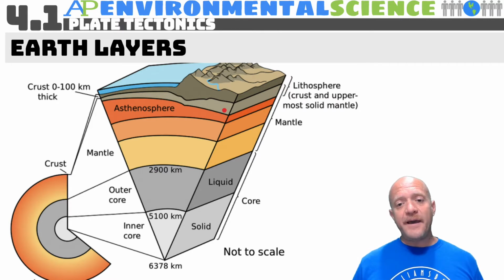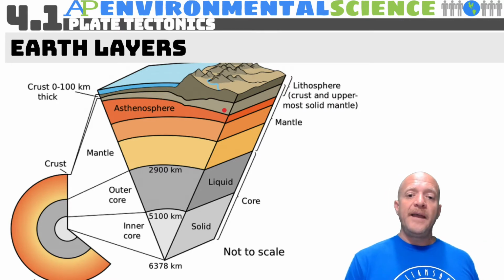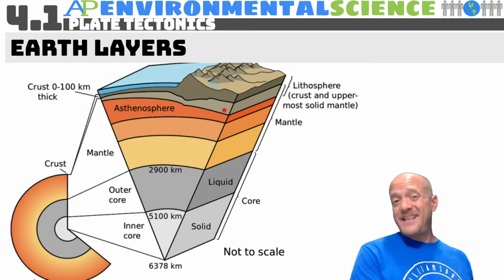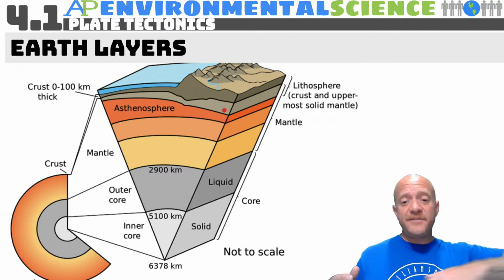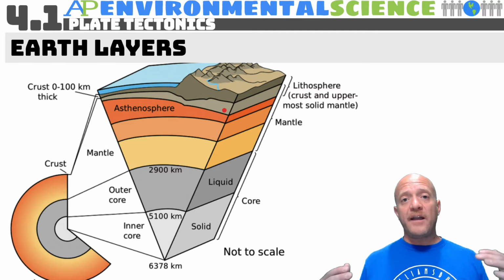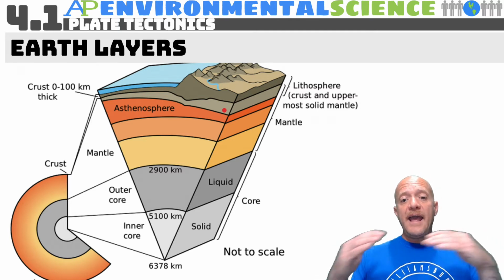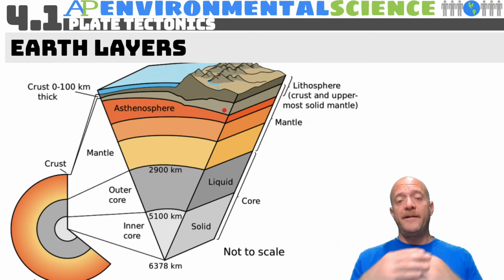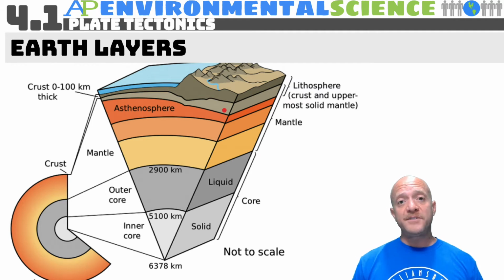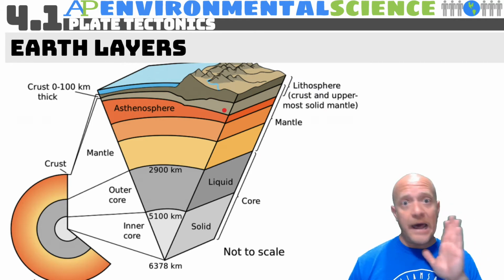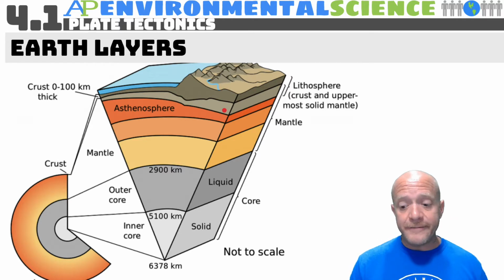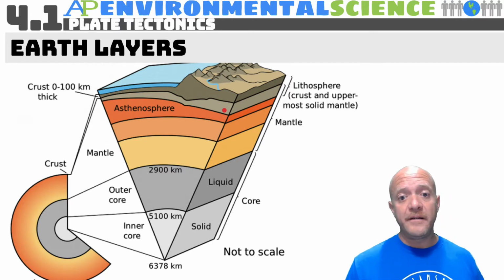Now why does this matter? Because the lithosphere is floating on top of the asthenosphere. So the asthenosphere is very molten, it's very hot rock, and it's melted rock. And the lithosphere is floating on top of it. And this was proposed in a theory called the theory of plate tectonics in the 1800s. I don't know the scientist's name that came up with it. You don't have to know either.